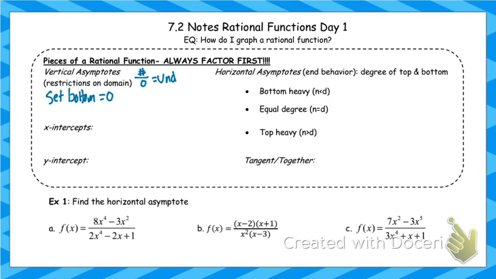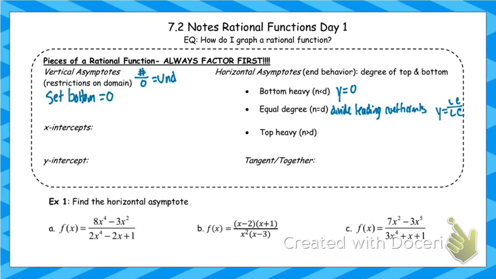So if it's bottom-heavy, so what we mean by that is the degree on the bottom is bigger than the degree on the top, then our horizontal asymptote is just y equals 0. If they're the same degree, top and bottom, then we divide our leading coefficients. And remember, the leading coefficient is the coefficient of that highest exponent term. So this would look like y equals leading coefficient over leading coefficient.